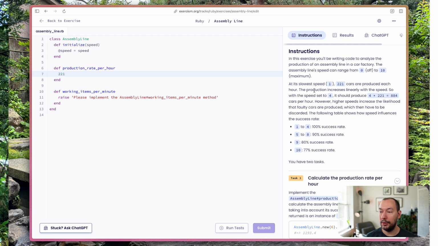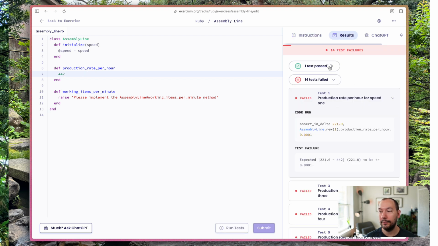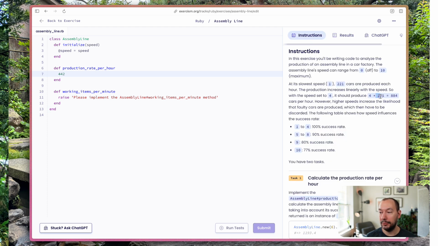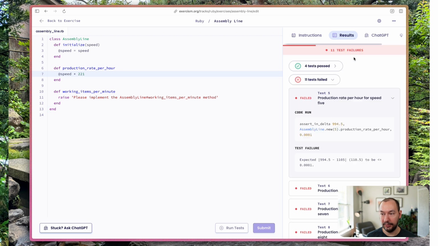And so likewise, if we come back here, 221 cars are produced each hour. The production increases linearly with speed. So 221 times 2 is going to be 442, right? So this should pass test 2, but not test 1. Okay, so that just means x times speed times 221. So let's actually take that in here, right? Speed times 221. So we're sort of piecing together some information here. We kind of get the sense that it's speed times 221.